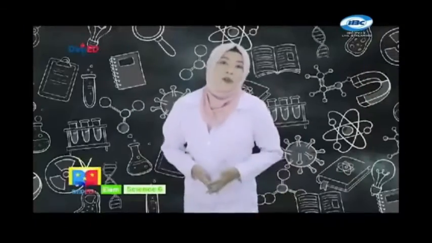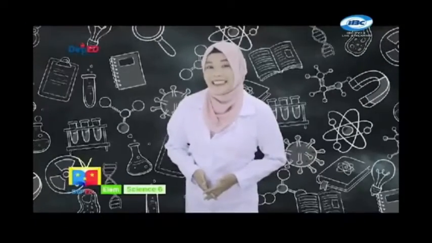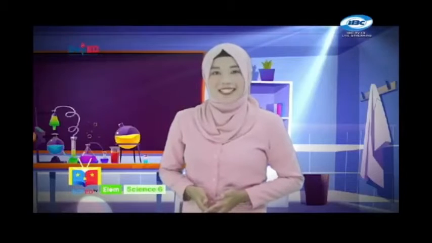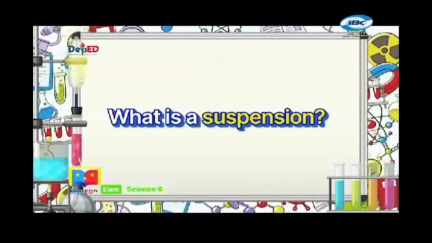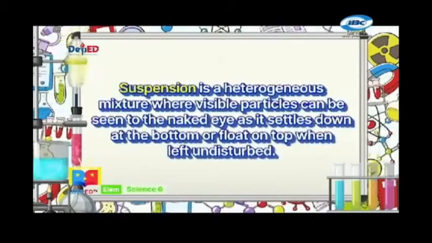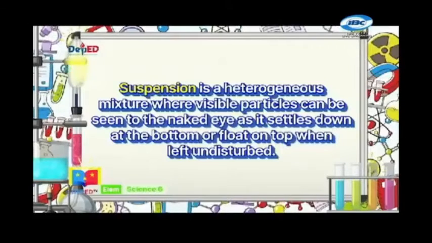Have you gained new learning in our activity? Awesome! From the information that I gave about suspension, answer the following questions. Write your answers on your paper. Number 1. What is suspension? Right! Suspension is a heterogeneous mixture where visible particles can be seen to the naked eye as it settles down at the bottom or float on top when left undisturbed.